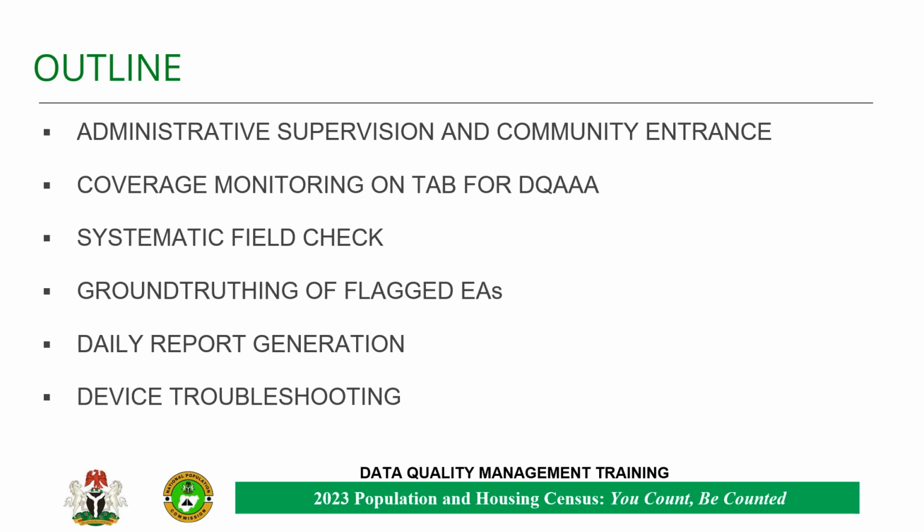These are 7 activities the DQAA will be performing during the field work, during the field process. They will be providing administrative supervision and community entrance, coverage monitoring on tab for DQAA, systematic field check, consulting of flagged EAs. They'll be doing all this during field work, and also producing daily report generation and device troubleshooting.